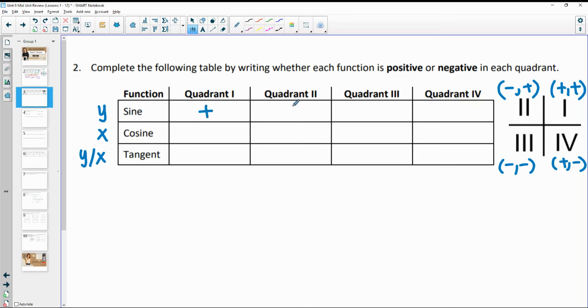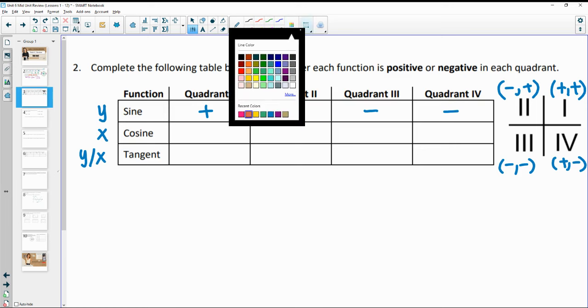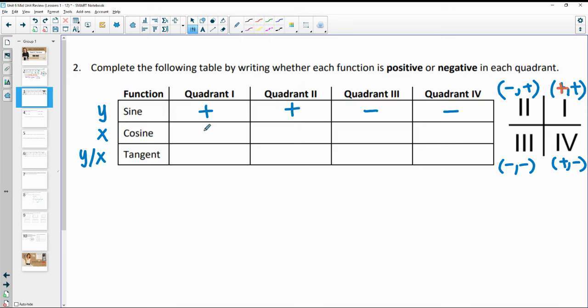The y is positive in the first, positive in the second, negative in the third, and negative in the fourth. The x coordinate is positive in the first, negative in the second, negative in the third, and positive in the fourth. Then the tangent, we divide those. So a positive divided by a positive is positive. Positive divided by negative, negative. Negative divided by negative is positive. And negative divided by positive is negative. So that's how you figure out whether the functions are positive or negative in which quadrant.